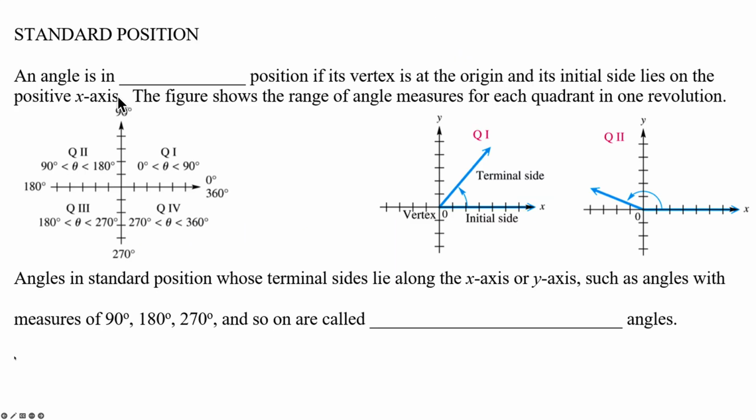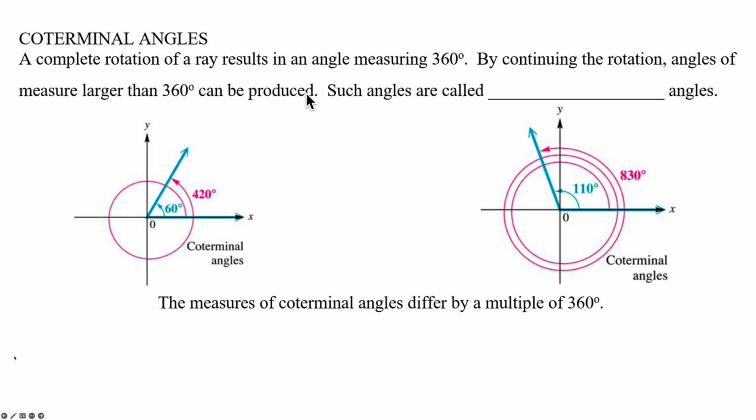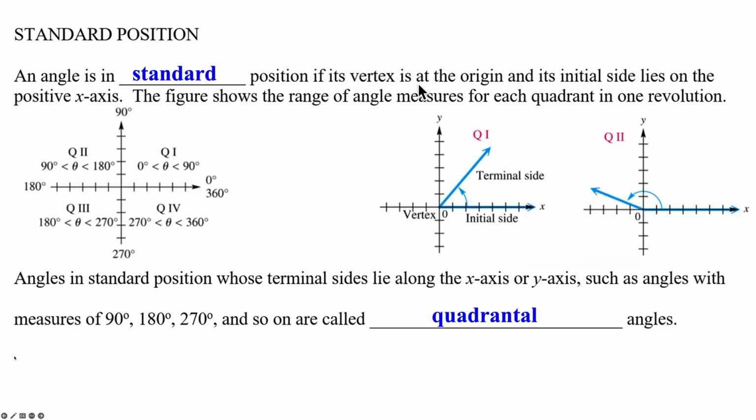I am going to be grading your work. Standard position: an angle is in standard position if the vertex is at the origin of the XY coordinate plane, the initial side is lying on the positive x-axis, and your terminal side is in either quadrant 1, 2, 3, or 4. Doesn't matter where it's at.